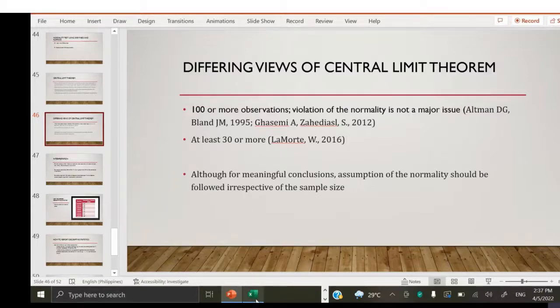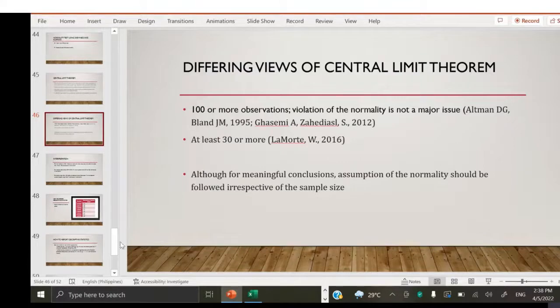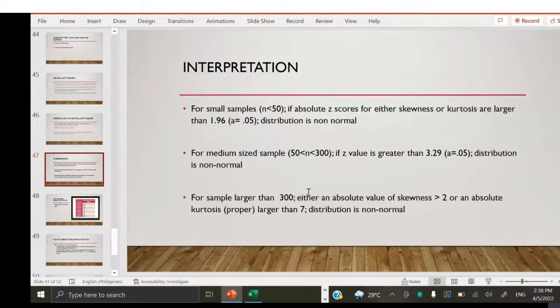So that is why we conduct statistical tests like Shapiro-Wilk. If your sample size is less than 50, then you can rely on Shapiro-Wilk. But if it is more than 50, then you look at the kurtosis or skewness and try to see the interpretation.